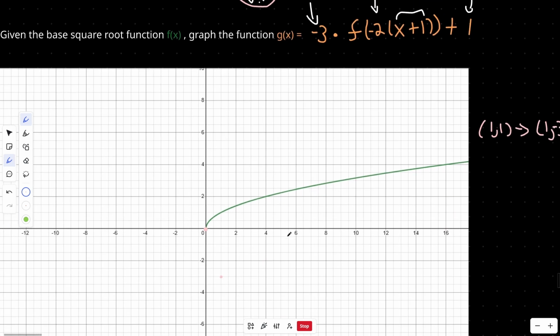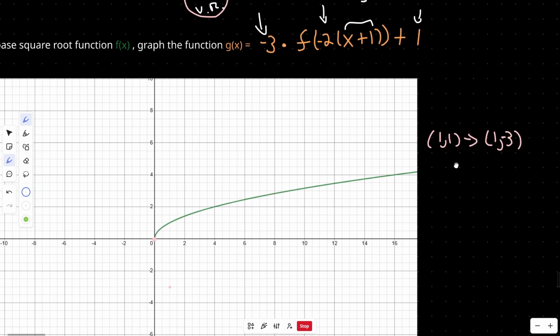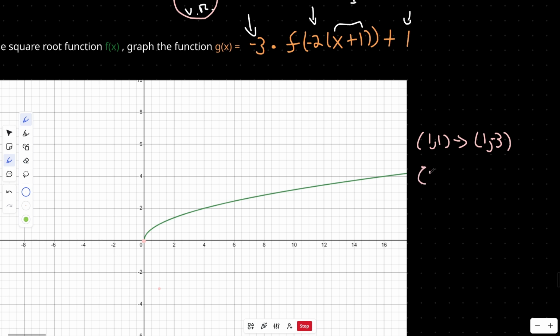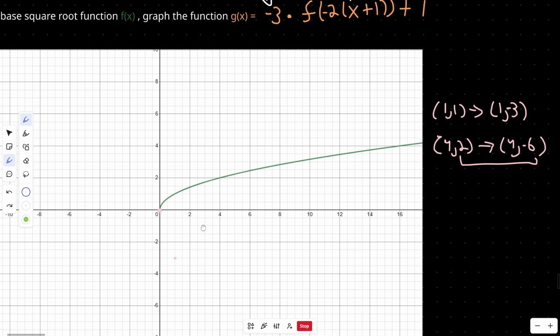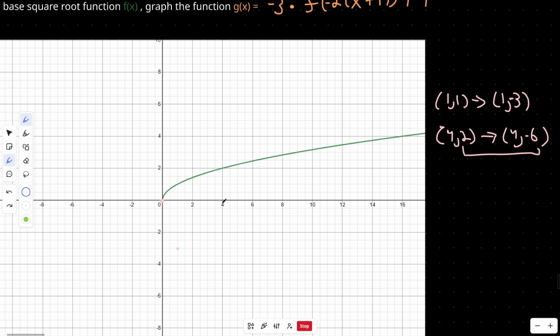And the same thing for the point (4, 2). The point (4, 2) is going to be transformed into (4, 6). But since we're reflecting as well, we're going to do negative 6. All I did was multiply the y value by negative 3, because we're reflecting across the x-axis as well. So let's write that point in. It's going to be at (4, -6) right there.